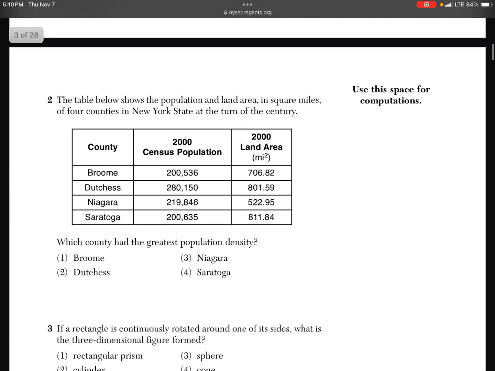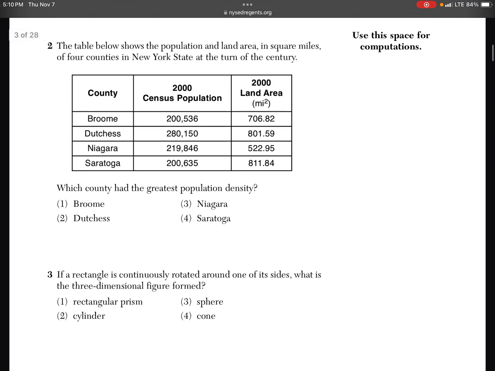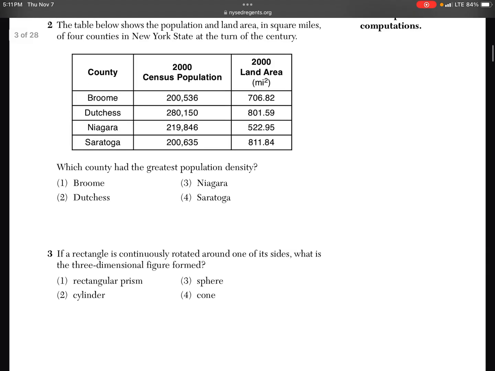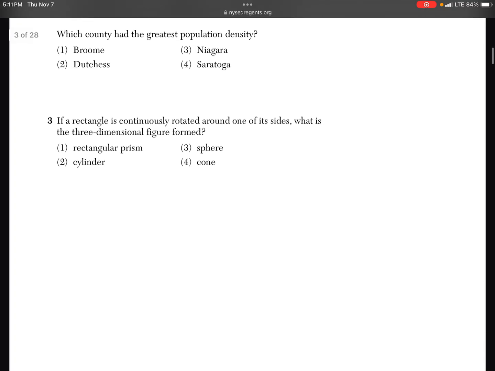Number 2, the table below shows the population and land area in square miles of 4 counties in New York State. None of those are my county. Which one has the greatest population density? So population divided by area. That looks like it's going to be Niagara, probably, being that it's divided by the smallest number. But I don't have a calculator, so maybe I'm wrong. But I feel pretty good that the answer is number 3.